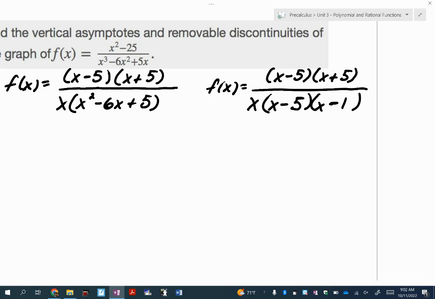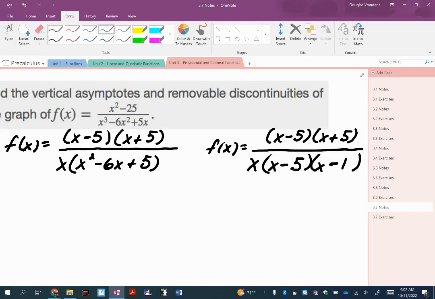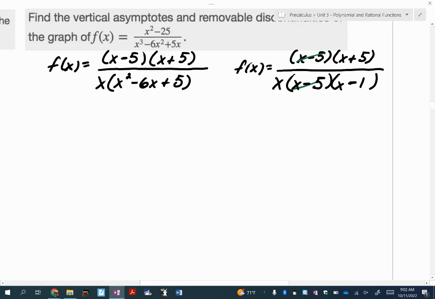And you can see we have a common factor in the top and the bottom. So x minus 5 and x minus 5. So we have a hole. So I'm going to start writing it. A hole at x equals whatever, think opposite there, so whatever makes that 0 is positive 5.